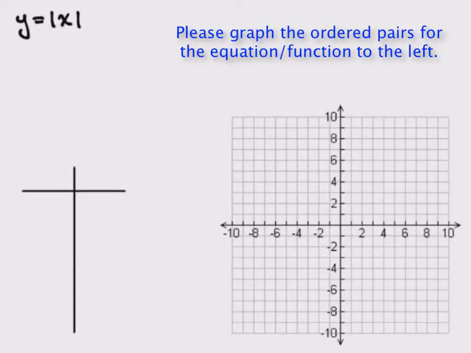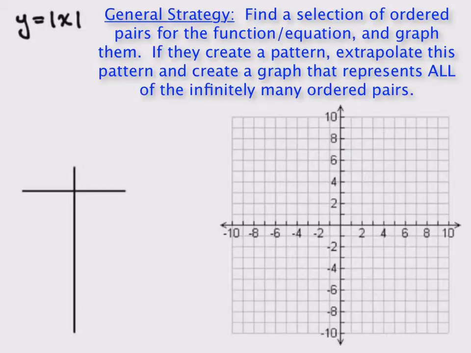And our strategy is going to remain exactly the same. Because there are two variables in this equation, there are going to be infinitely many ordered pairs, and we couldn't dream of listing them all or graphing them all. So what we're going to do is find some ordered pairs, and we'll graph them, and hopefully we can find some sort of pattern, and then extrapolate that pattern to draw a graph, which represents all of the ordered pairs for this equation.